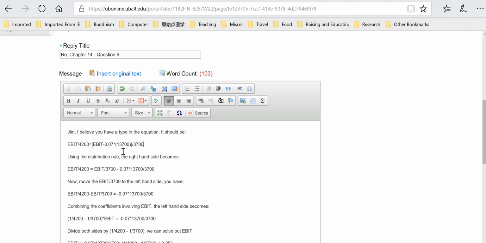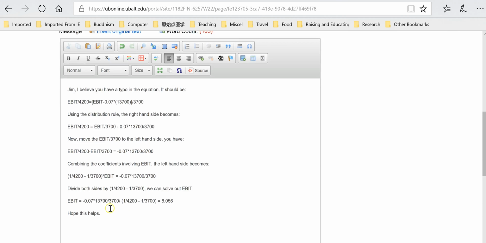Here I want to show you how to use Excel to solve out a linear equation with one unknown. Suppose the equation looks like this: EBIT, here is the unknown EBIT, divided by 4,200 equals the square of (EBIT minus 0.07 times 13,700), and then square back, and the whole thing divided by 3,700. Here you can see that I already used algebra to solve out this equation step by step.